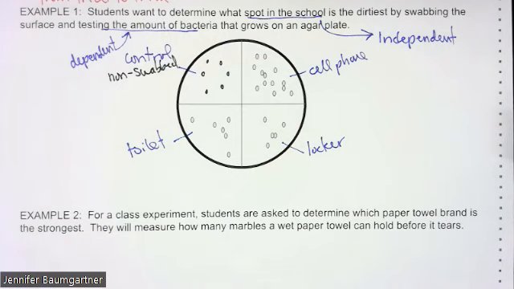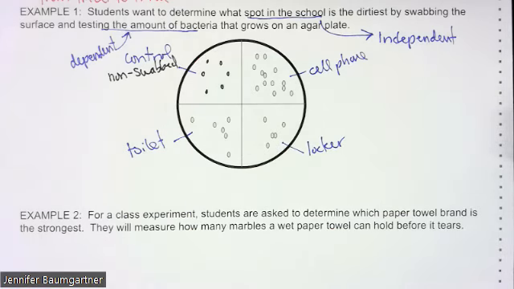For a class experiment, two students are asked to determine which paper towel brand is the strongest. They will measure how many marbles a wet paper towel can hold before it tears. What I would like you to do is pause the video and see if you can determine the independent and dependent variables, and list some of the controls.